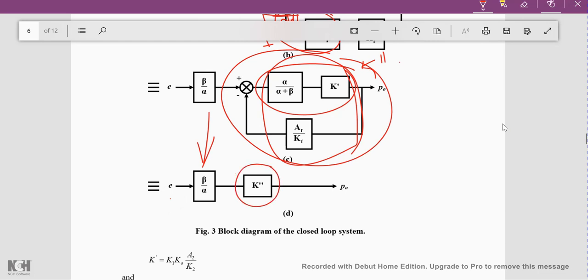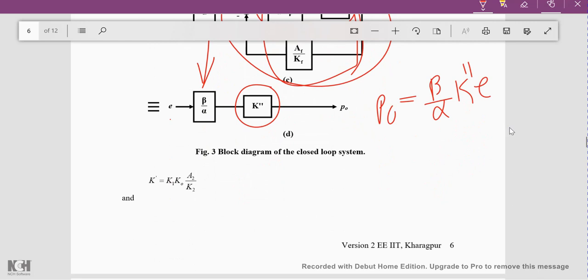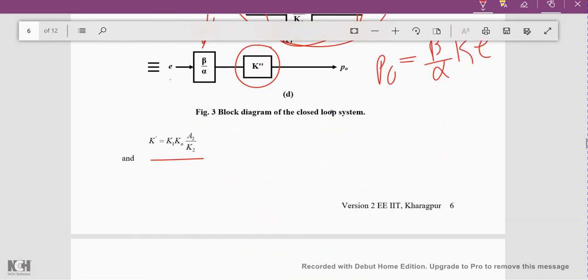Okay, so the output is this. Directly you can see p naught equals beta by alpha times k double dash. So here I will write for this first case, p naught equals beta by alpha k double dash times E. Here itself you can see it is directly proportional, but still we can simplify what is k double dash. First of all, what is k dash? Multiplication of minus k1 and minus k naught will make positive k1 into k naught, and there was one term a2 by k2, so that is here. You can go back again to this particular file and see the expressions.